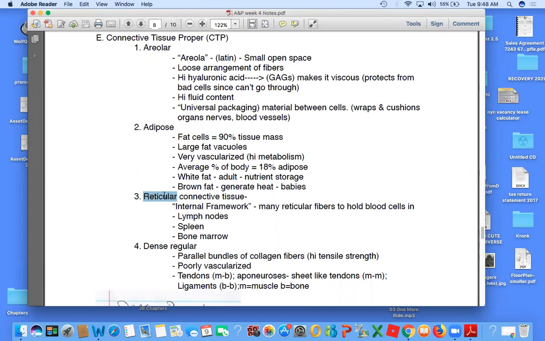It's made up of an internal framework of reticular fibers. That's why it's called reticular connective tissue. It looks like a spider web. We've got a picture of it, figure 11.15G, page 402. It's not my favorite picture because it doesn't show all the lines, but it does give you an idea of the fact that there's a lot of fibers around.